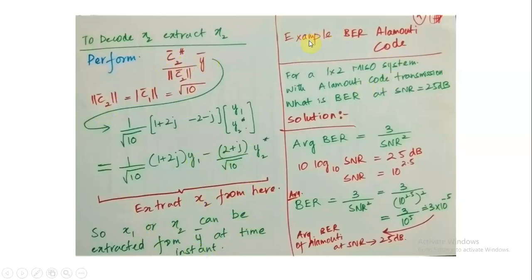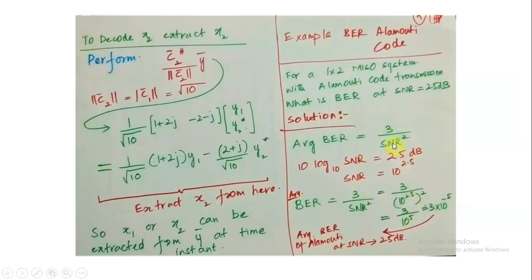Now an example of BER of Alamouti code. Let us have an example in which we have a 2 by 1 MISO system with Alamouti code transmission. We need to find out the BER at an SNR of 25 dB. As we know, the average BER for Alamouti code is given by 3 over SNR squared. First convert this SNR, which is given in dB, to a linear scale, which turns out to be 10 to the power 2.5, because this is a linear formula in which SNR has to be in a linear form.